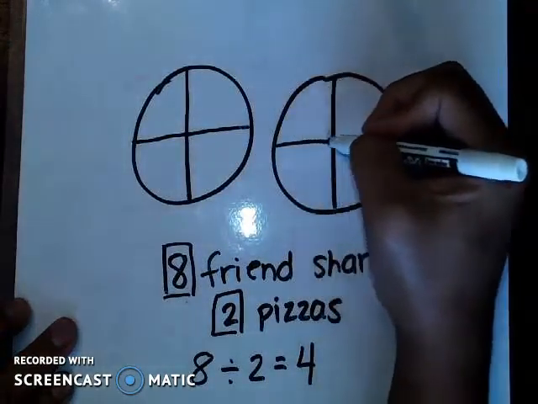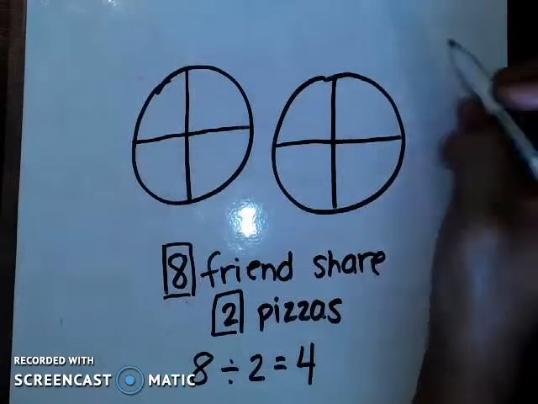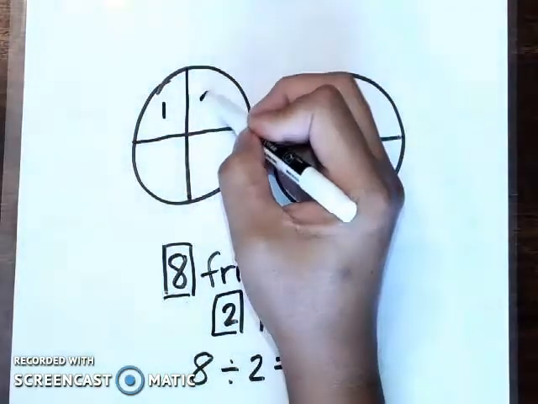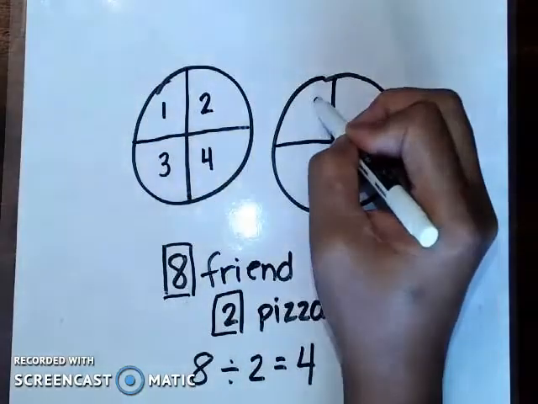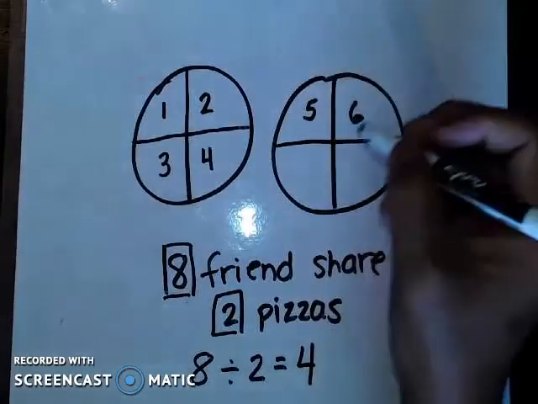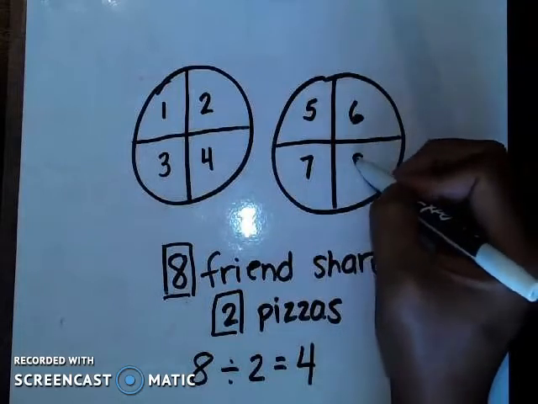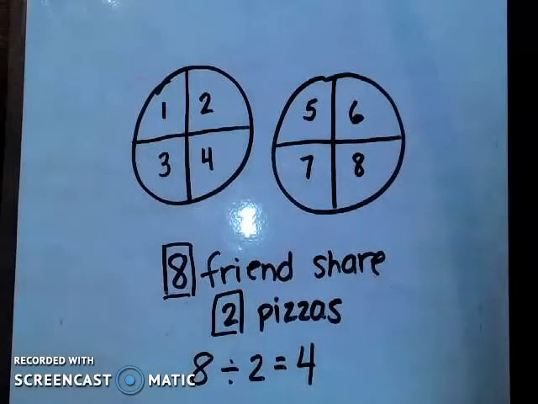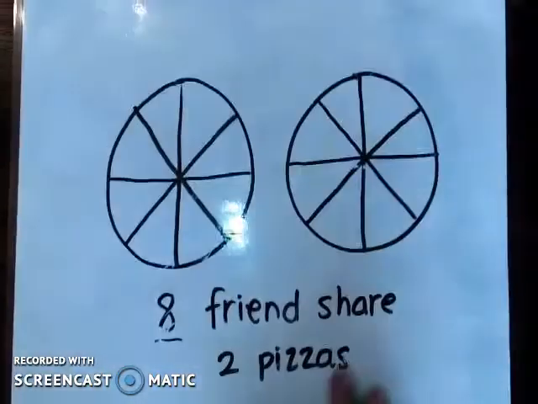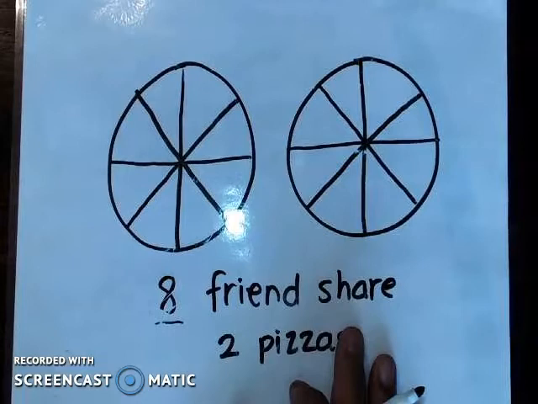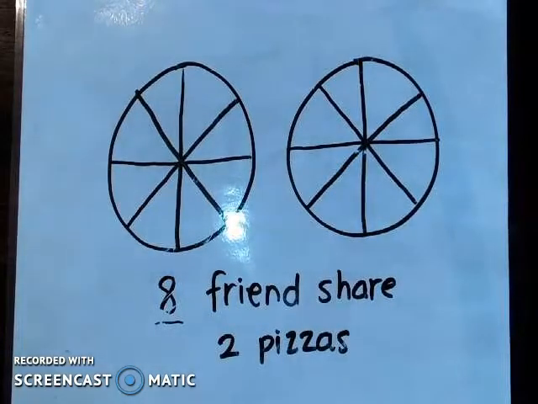And it should look something like this. Here is for 1 friend, 2nd friend, 3rd friend, fourth friend, fifth friend, sixth friend, seventh friend, and the eighth friend. 8 friends share 2 pizzas. Both ways, this way where we split it into 4s, and this way where we split it into 8s, are both the correct answer.